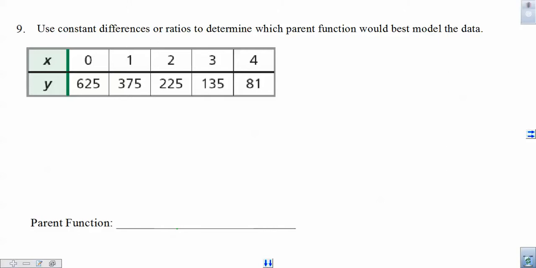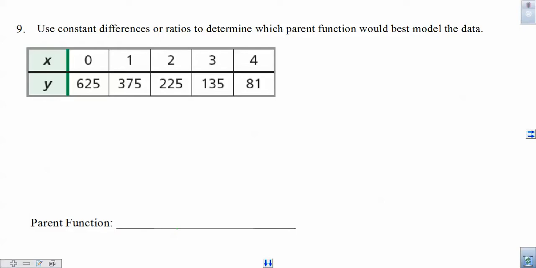So last few problems here, home stretch. Let's finish up with all of these modeling problems here. So one particular situation, all I'm asking you to do is use your knowledge of constant differences or constant ratios and just determine which parent function would best model the data.